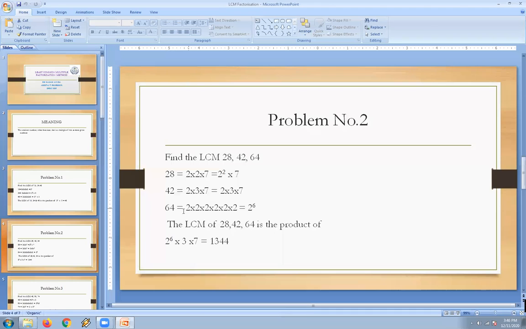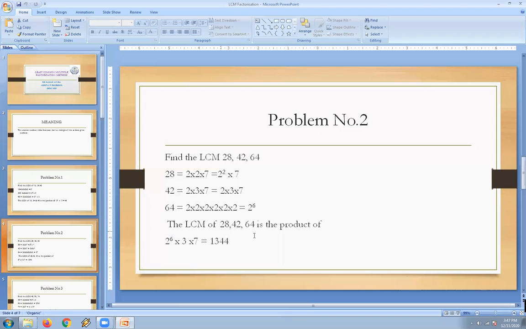So first we'll go for 2. 2 3s are 6, 2 2s are 4, 32 will be there. Then 2 1s are 2, 2 6s are 12, then 2 8s are 16, 2 4s are 8, 2 2s are 4. Like that you should keep on dividing. For 6 times we are getting the value, that is 64.